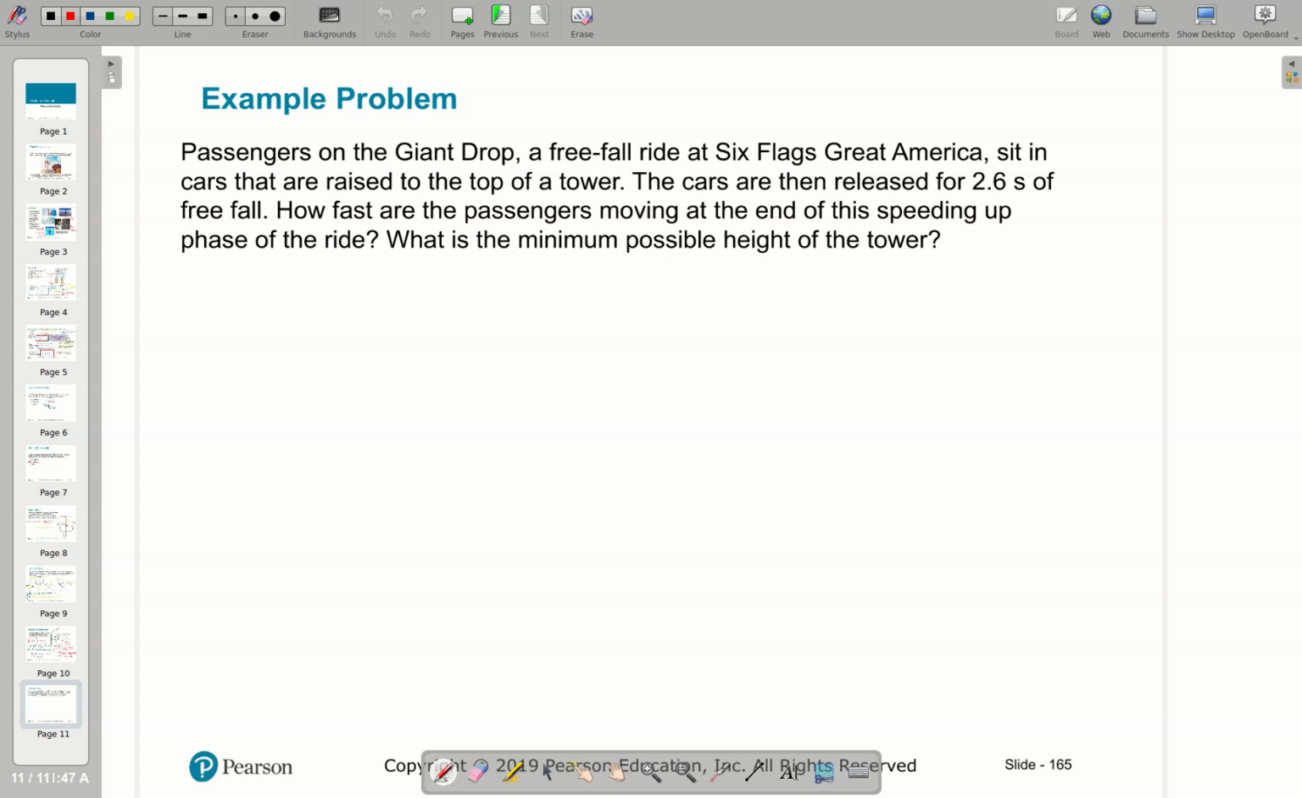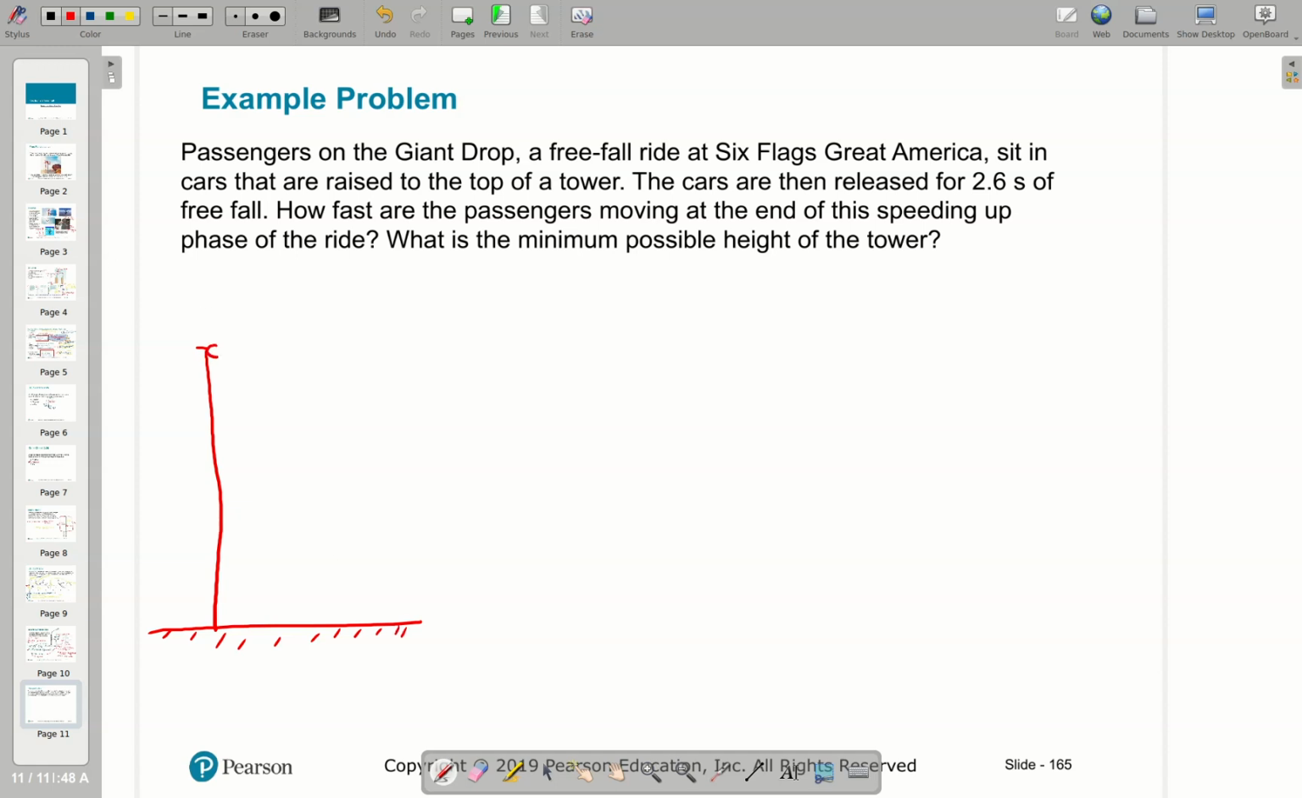This question I'm going to leave to you to work on, but I'll put the annotated version of this so you'll have the answer there. It's a very similar one, except simpler. We have a passenger on a giant drop. You know those drops at Six Flags. I hate them. I don't like them. I don't want to do free fall, but some people like them.